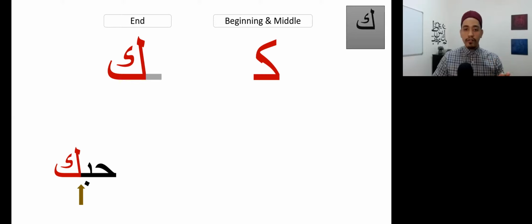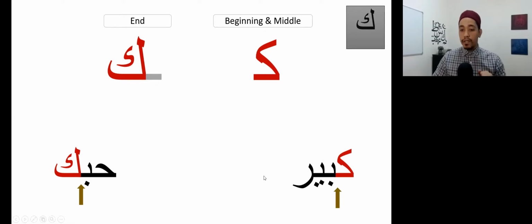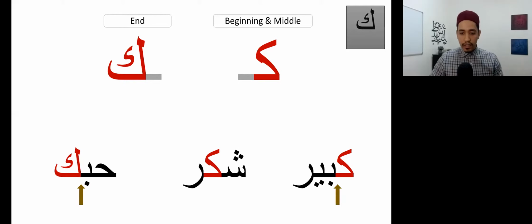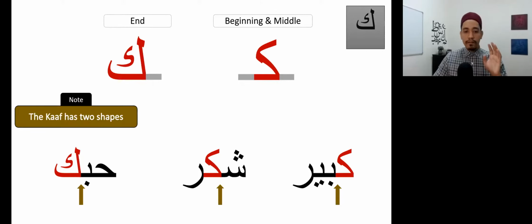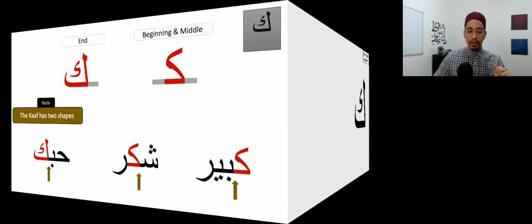So that's the letter Kaaf, like you see here in the beginning of a word. And you see that it's joined to the left. And here we go again in the middle of a word and it's joined on both sides. So that's the letter Kaaf. It has two shapes. And this is just something you have to get used to. Don't be alarmed. Just know that the letter Kaaf has two shapes. And what you need to remember is that that is how they look. So the Kaaf has two shapes. Okay.